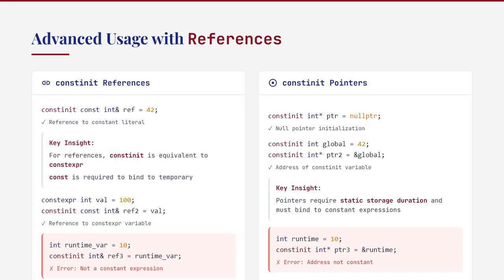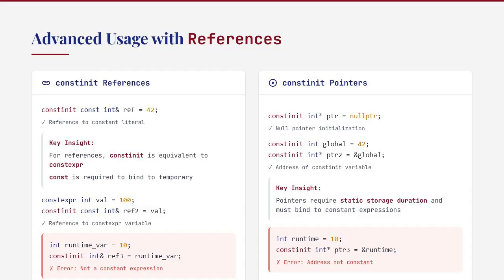Constinit can also be used with references and pointers, though with some specific requirements. For references, constinit is equivalent to constexpr. This is because references themselves are not objects, but rather aliases to objects. When we declare constinit const int& ref = 42, the const is required because we're binding to a temporary, and C++ requires that references to temporaries be constant.